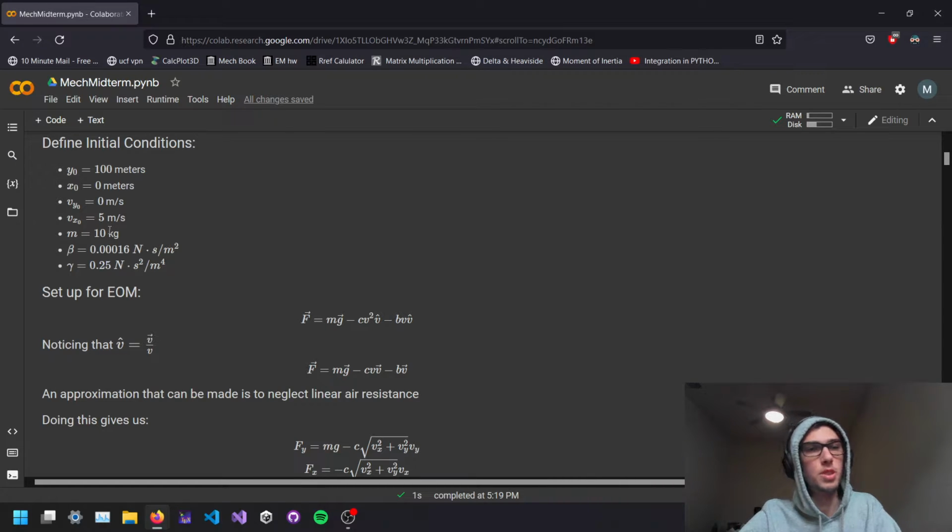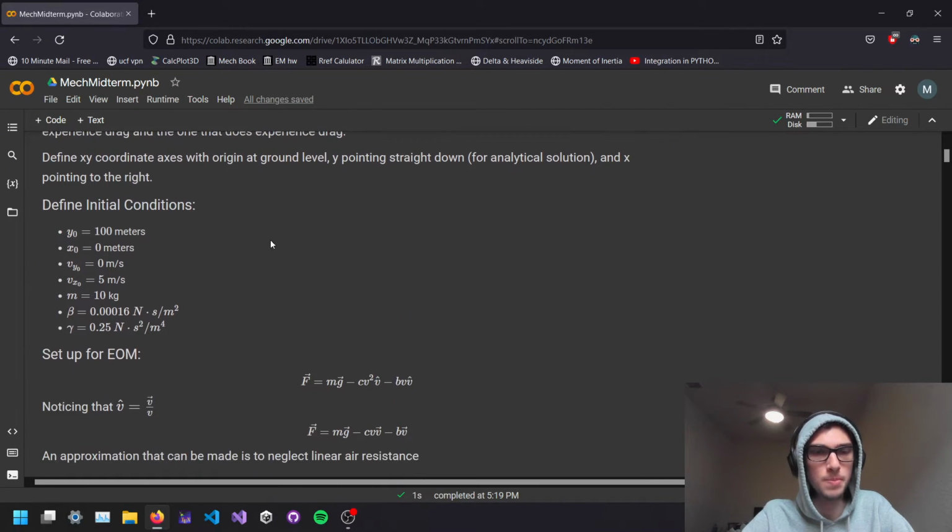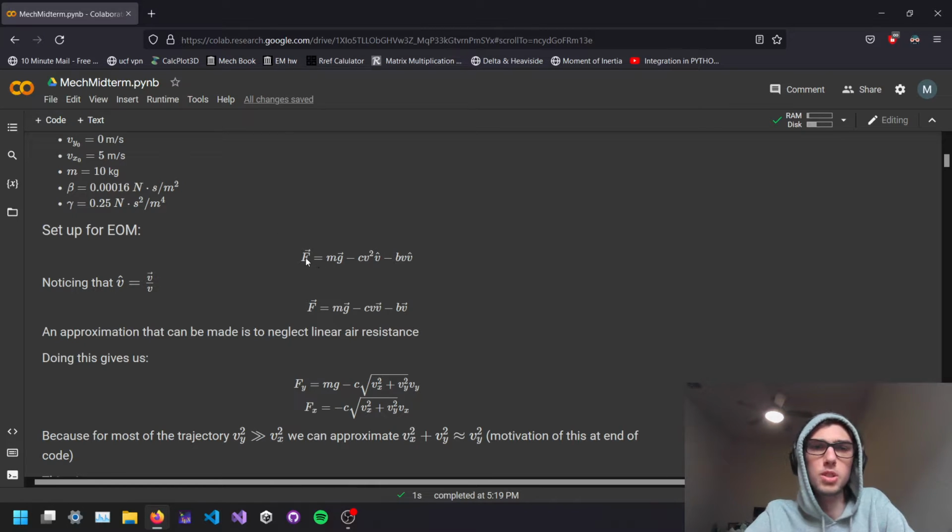The mass of the projectile is 10 kilograms, and the coefficient of linear drag is 0.00016 newton seconds per meter squared, and gamma, the coefficient of quadratic drag, is 0.25 newton seconds per meter to the fourth. So given all these initial values and what we defined up here, we can set up the equation of motion, which gives us this force vector.